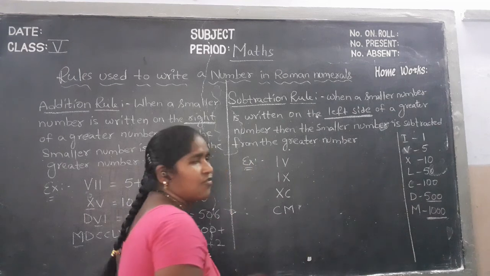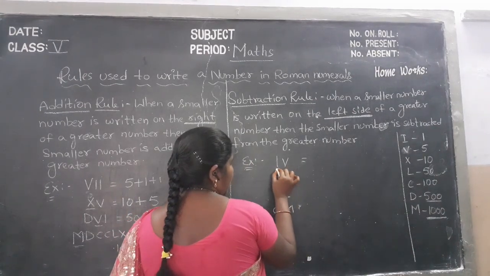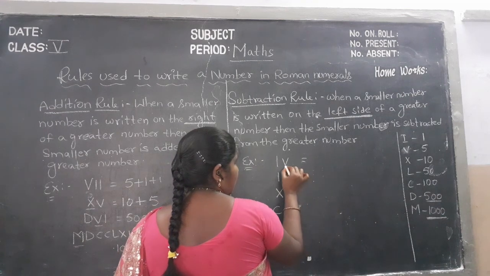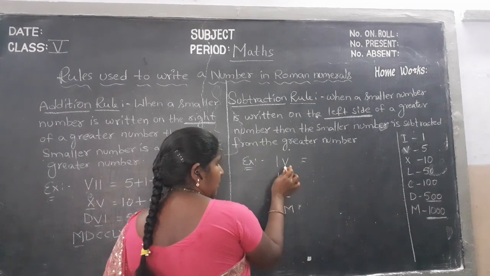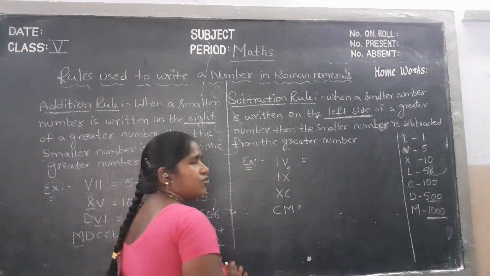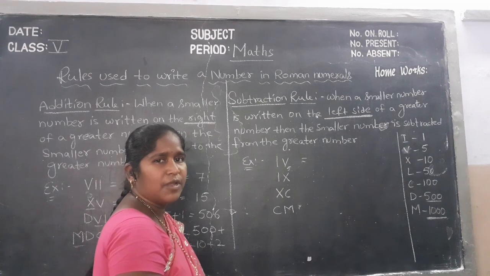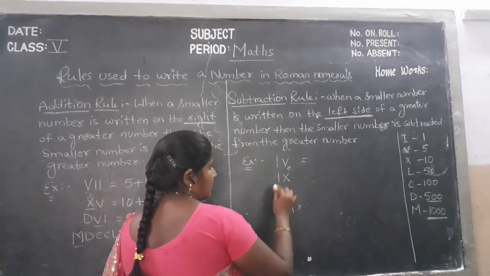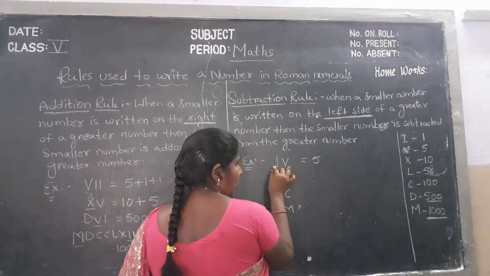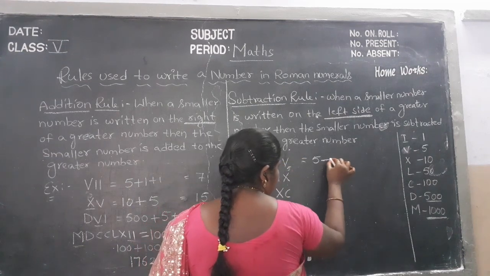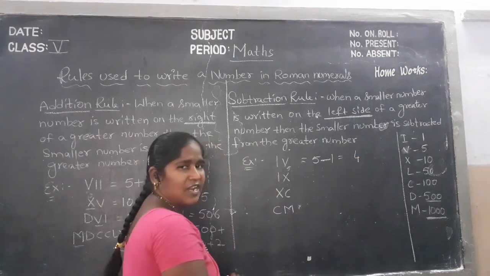Okay children, here we have some examples. IV. I means 1 only. V means 5, so 5 is the greater number. On the left side of the greater number we have a smaller number, which means we subtract the smaller number from the greater number. 5, and on the left side we have the smaller number, that means minus 1. That equals 4. What is that, children? 4.